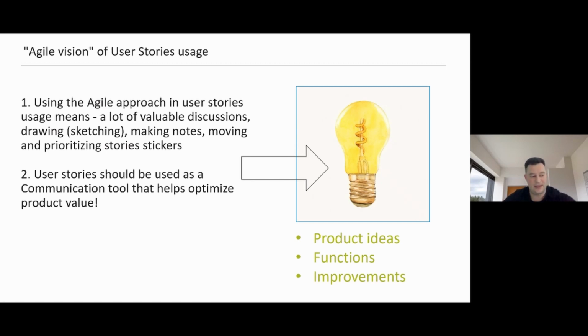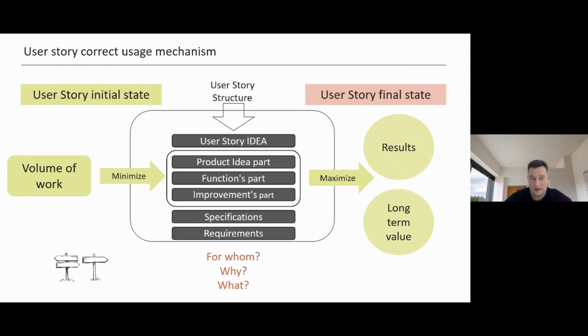That is why we need to take our attention, or put our accents, on these key three things. The first one, product ideas: how we reflect this product idea in a user story. The functions, I mean the functionality part, and improvements: what will be the next step after this user story, and so on. So that is why we have this concept vision of user stories, the correct usage mechanism.